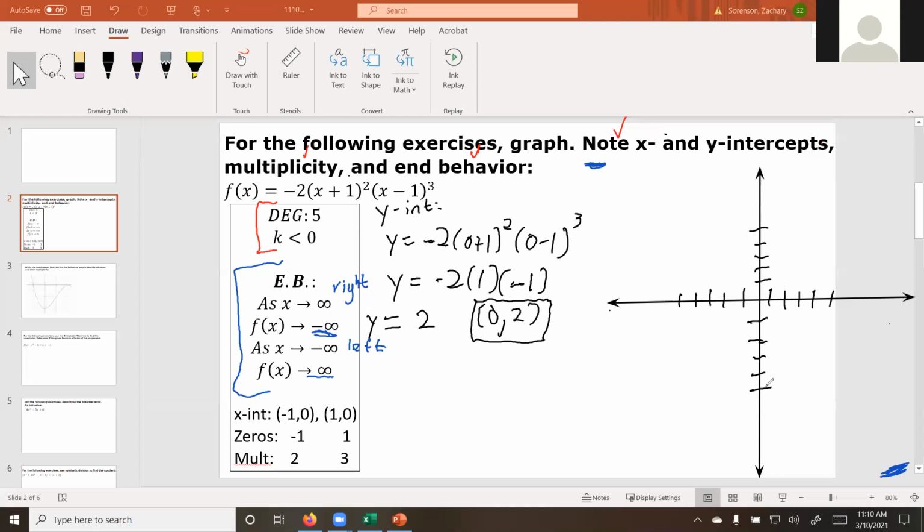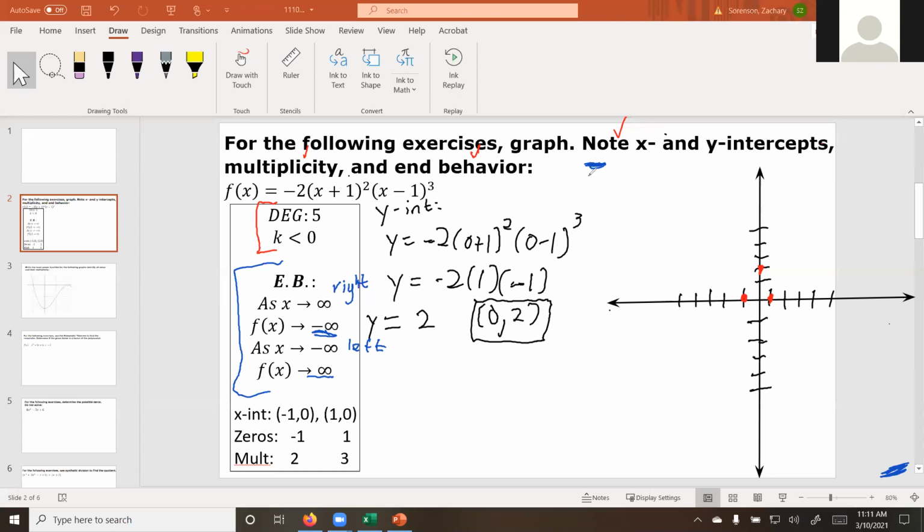Great. Next step, plot all of my intercepts. 0, 2. What color do I want my graph? Red's always good. 0, 2 is right here. I have my x-intercept of -1 and an x-intercept of +1. Probably don't need to pause on that, but just in case, any questions about that? Cool.